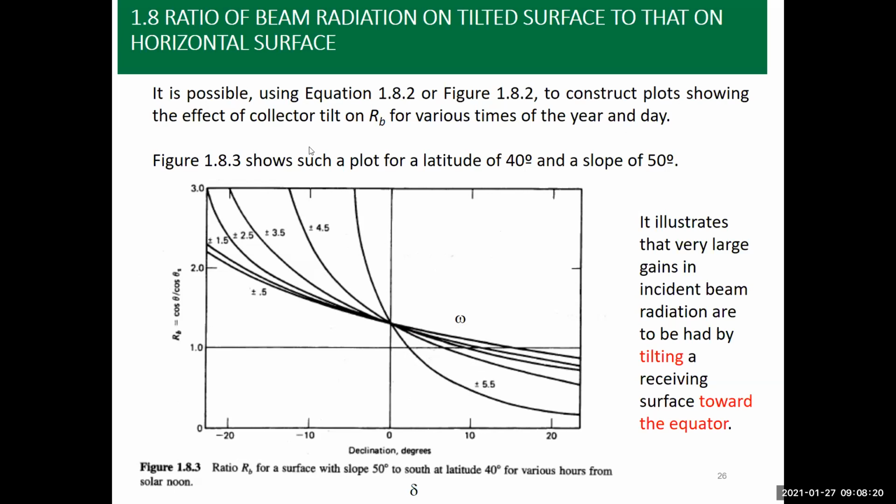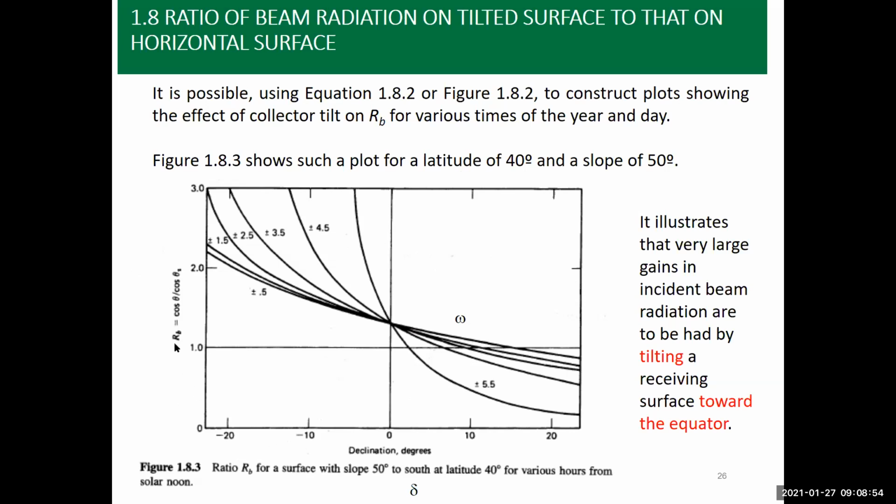so that you can show the effect of the collector tilt on various times of the year and the day. So that's another way that you can do it. But anyway, this has to be for a given latitude and slope. So you are talking about a latitude of 40 and a slope of 50. If you have to change the latitude or the slope, then you need to make another figure like this. So it's probably not practical, but it is just showing one way to represent the same results that we have.